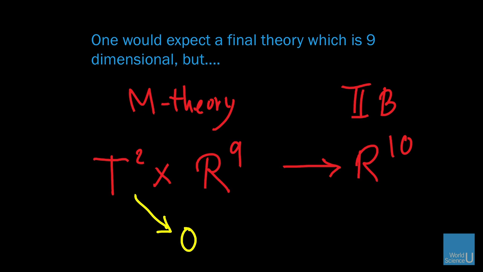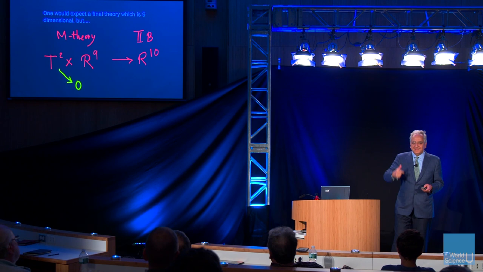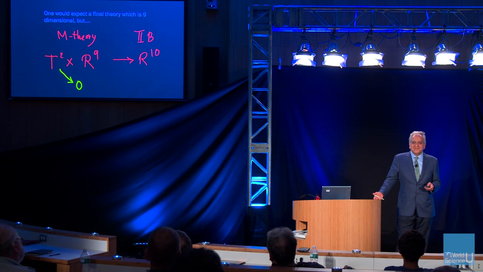The notion of dimension is not an invariant concept in string theory. Distance is not invariant. Topology is not invariant. The dimension is not invariant. We have to radically change the way we think about space and time.